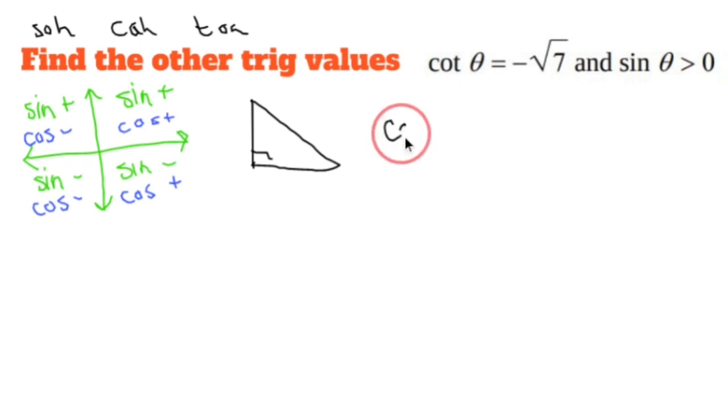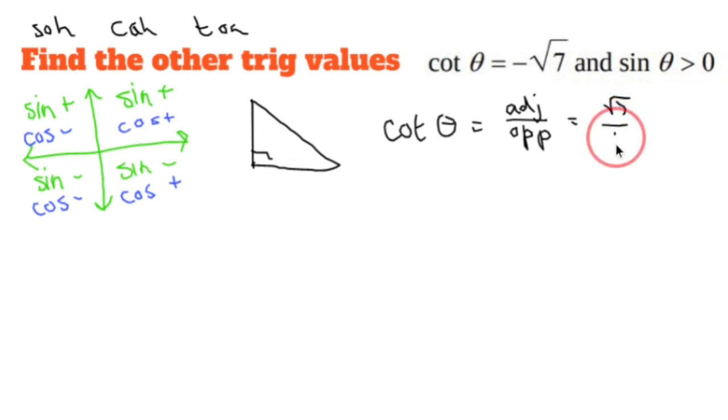Okay. Cotangent theta comes from the fact that tangent is opposite over adjacent, which means cotangent, its reciprocal, is going to be adjacent over opposite. Okay, I know that cotangent is negative root 7. I'm not going to worry about the negatives right now when I want to put pieces on a triangle because you can't have a negative length. So I'm going to write that it's root 7 over 1.